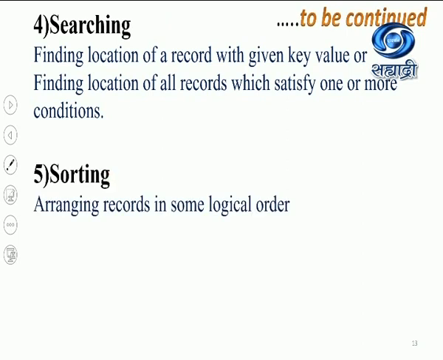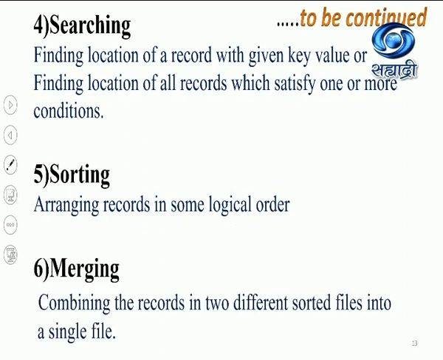Next operation is sorting. Arranging the records in some logical order is called sorting. You are going to learn bubble sort. Then merging is the last operation. Merging means combining the records in 2 different sorted files to create a single file. So combining 2 arrays and creating a single array is called the merging operation.